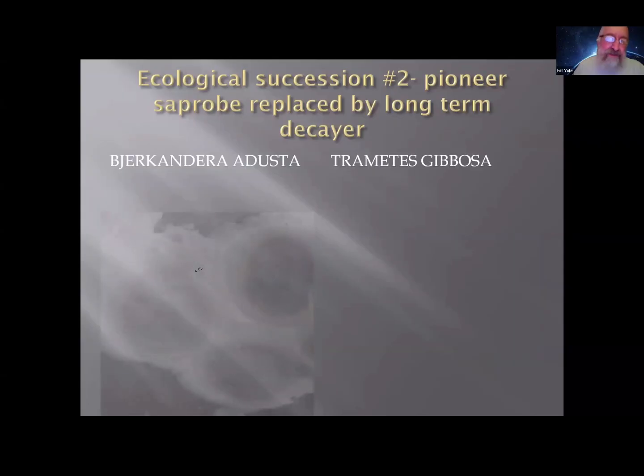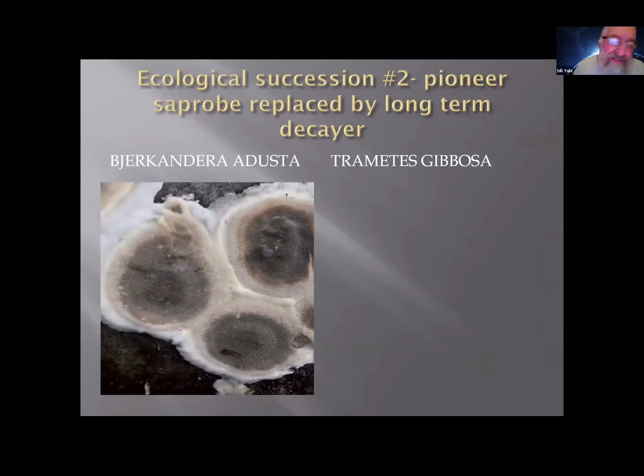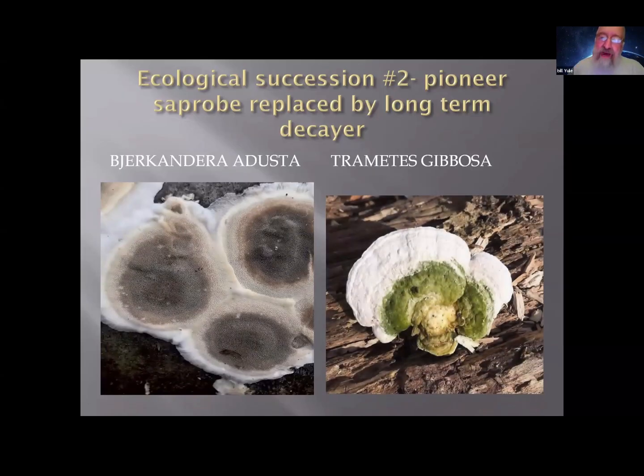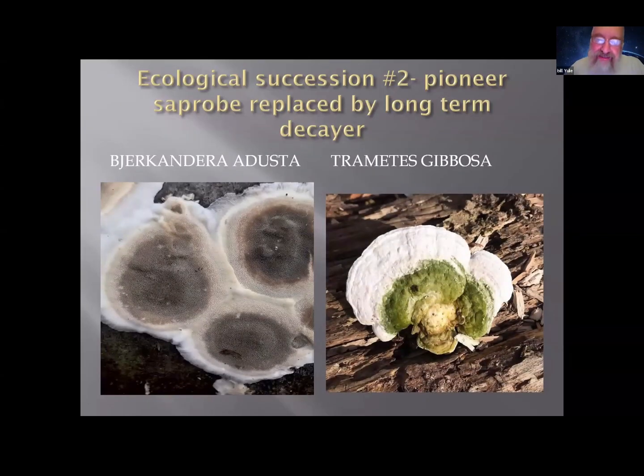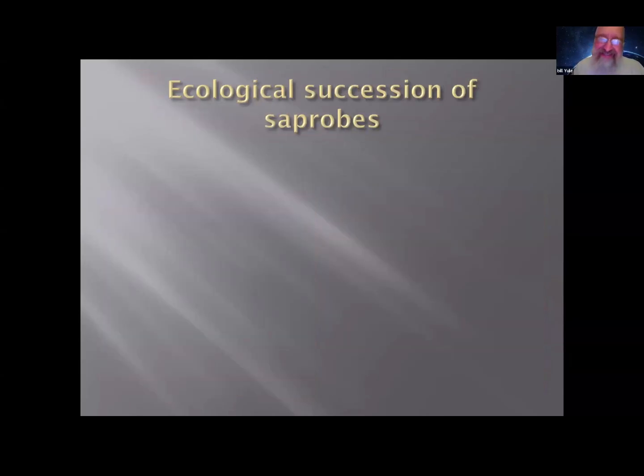Here is another example. Bjerkandera adusta is a pioneer colonist. And then after a while, the lumpy bracket takes over, Trametes gibbosa. So this pattern is repeated over and over again in the forest in the drama of wood decay.